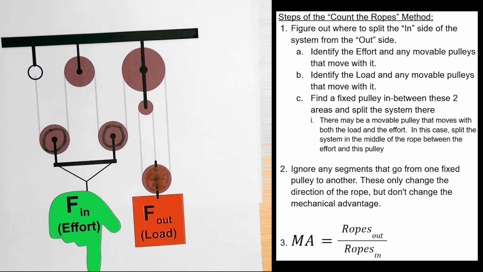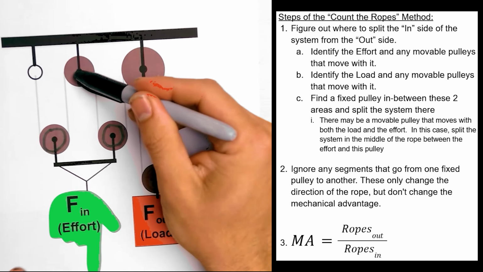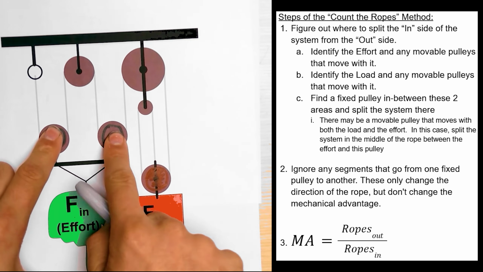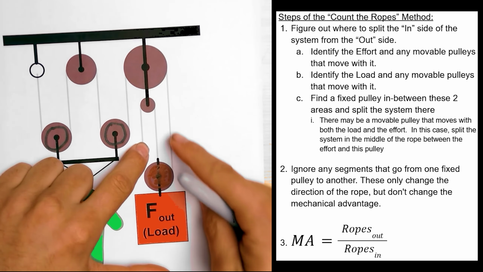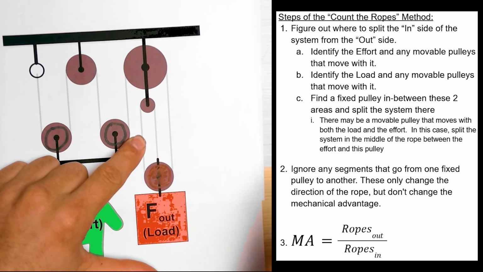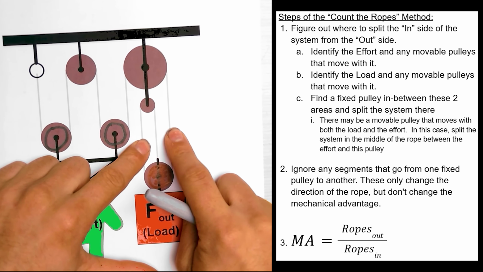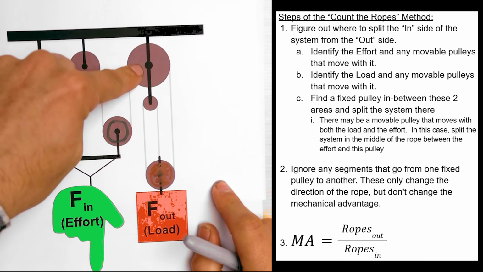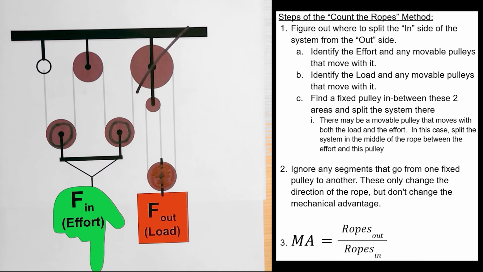Find a fixed pulley in between these two areas and split the system there. Okay, so we've got a few fixed pulleys. We got this one, but it's got team effort on both sides of it. We got this one, but once again, both of these ropes are going to this load movable pulley, so it's got team load on both sides of it. That's no good. We can't split it there either. This one, we can. Split.